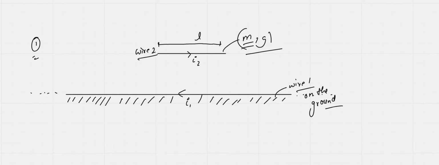If I make an FBD of this wire two, the wire is there, and current is going this side. We have already discussed the force and how to calculate it in the previous part, so I won't discuss it more. You know the direction is opposite, which means they are going to repel. This wire applies force on that one, but wire one is on the ground, so it is not going to move. What will happen then?